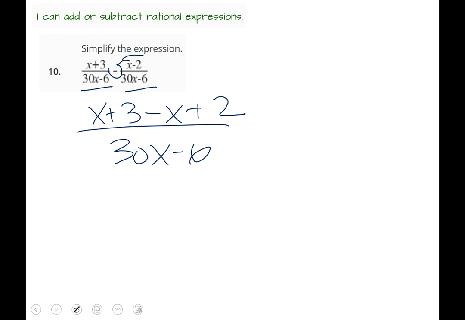Then I notice that I'm combining like terms, and I have 1x minus 1x is going to go away, and then I'm going to put together 3 plus 2, which is 5, over 30x minus 6. And I would check that denominator to see if it factors. I could take out a 6, but it wouldn't cancel anything, so I'm just going to leave it.